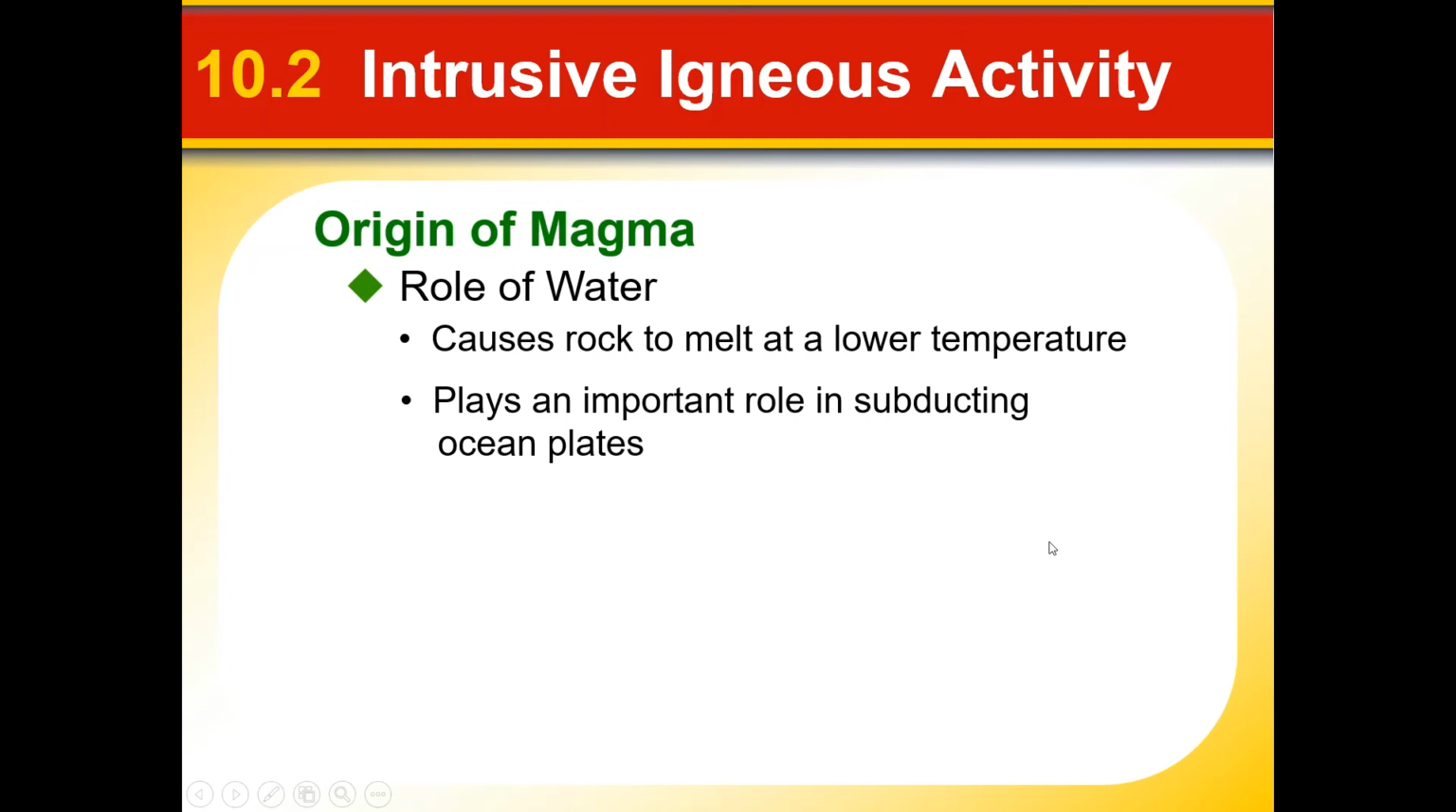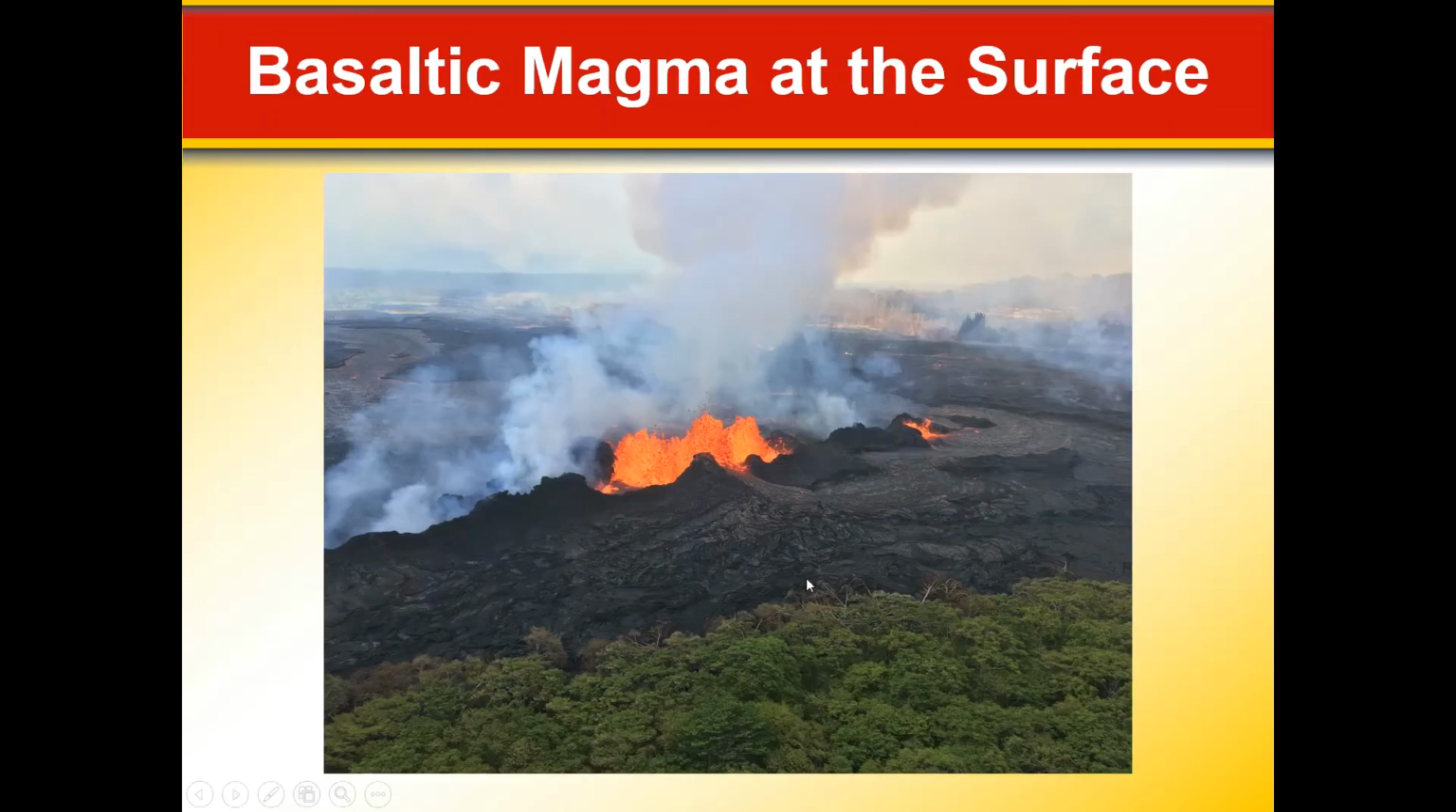And the role of water. Water can help in the melting of your rock. It acts as a catalyst, so it causes the rock to melt at a lower temperature and plays an important role in subducting oceanic plates. So this is an example of a fissure eruption of basaltic magma. Basaltic magma, as discussed earlier, is free flowing magma.